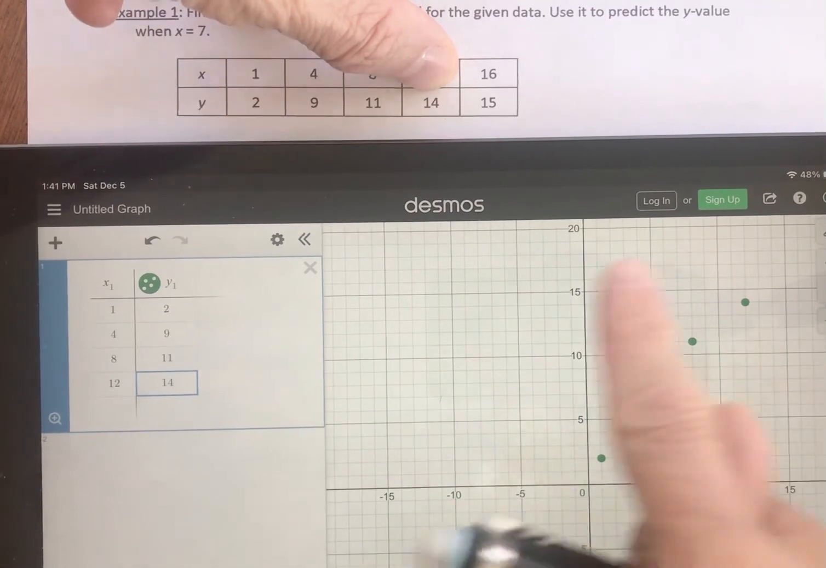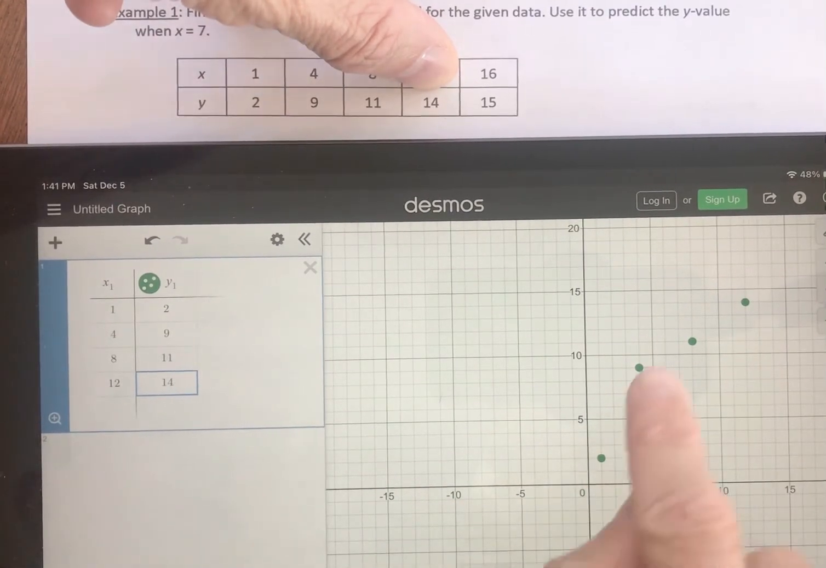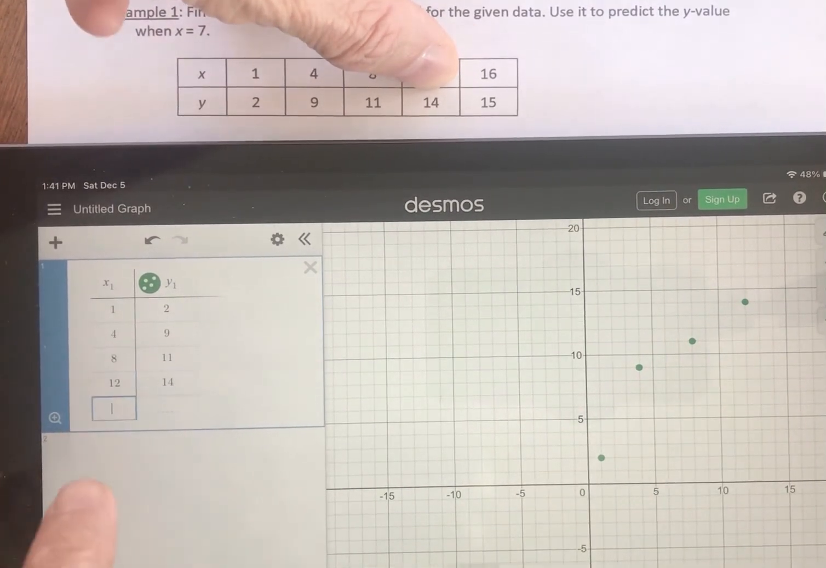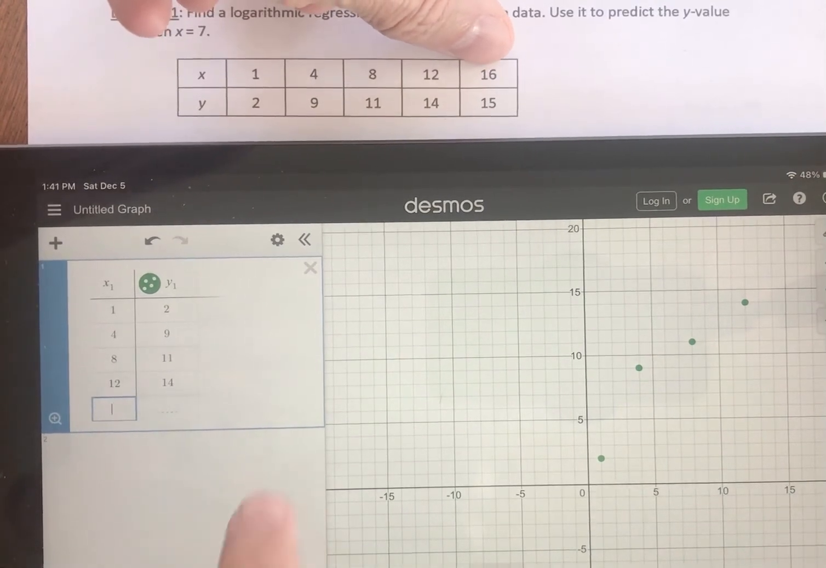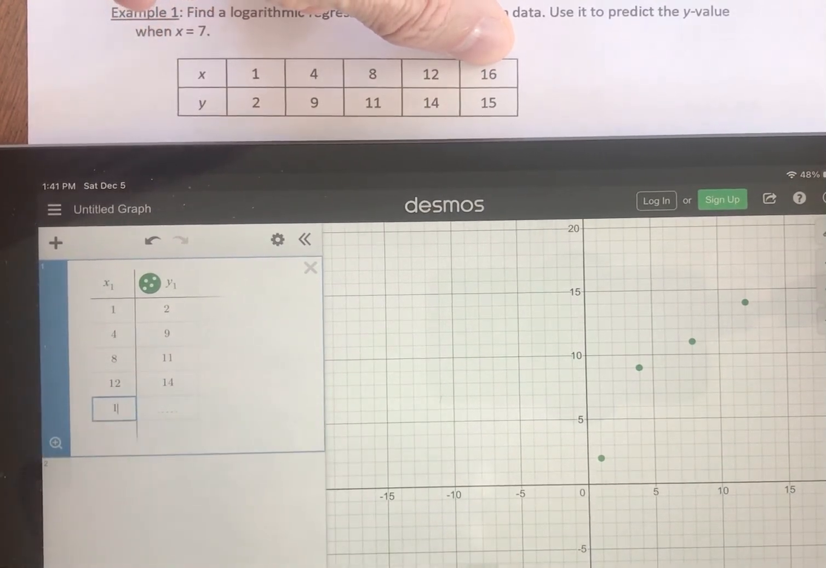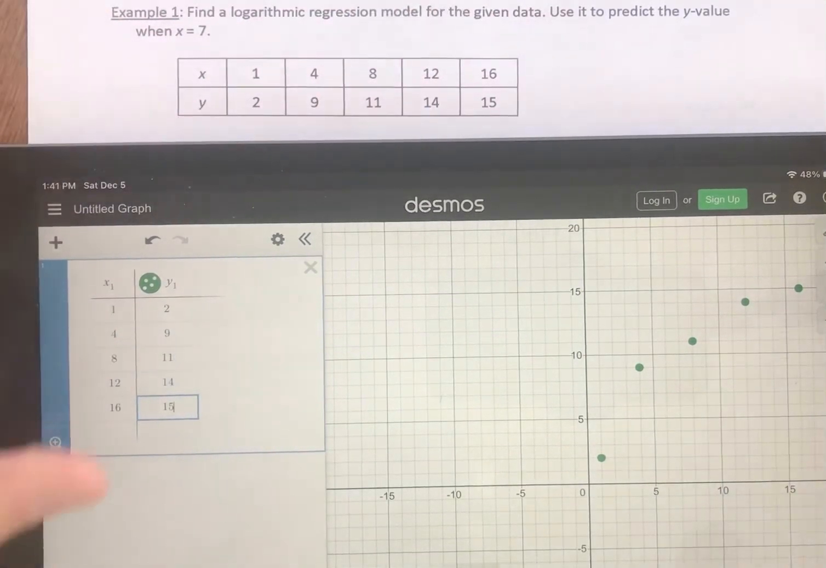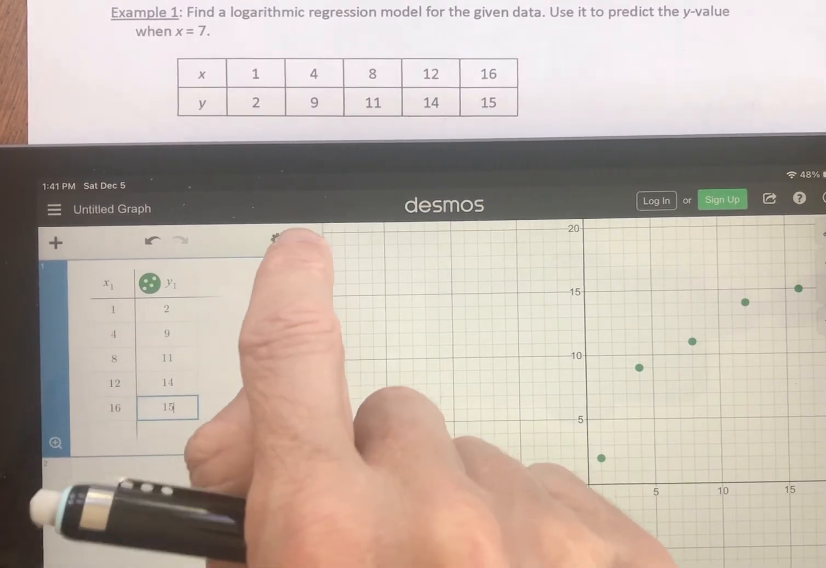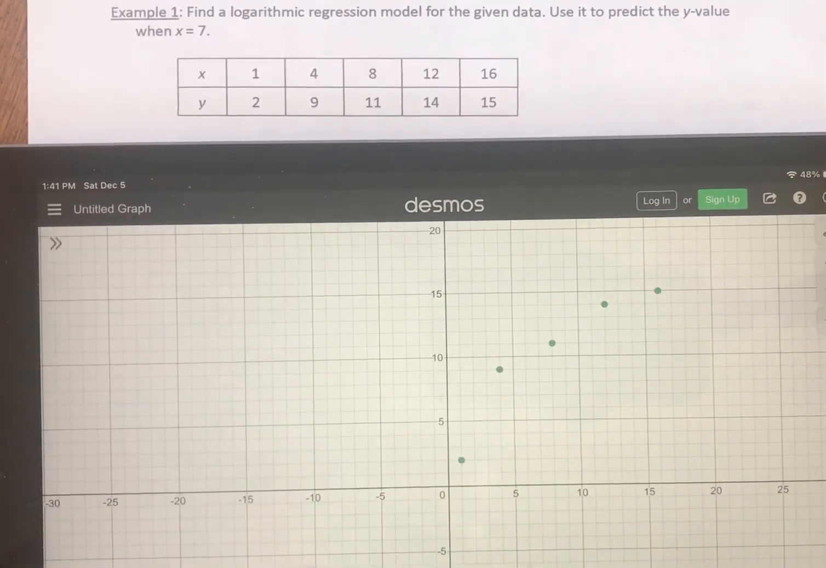I'm looking at the basic Desmos screen here, and it's already showing me the points. My last point has an x value of 16 and a y value of 15, and it happened to fit on my screen. Okay, so let's see if we have the table. If we come over here and just look at the graph, you can see.